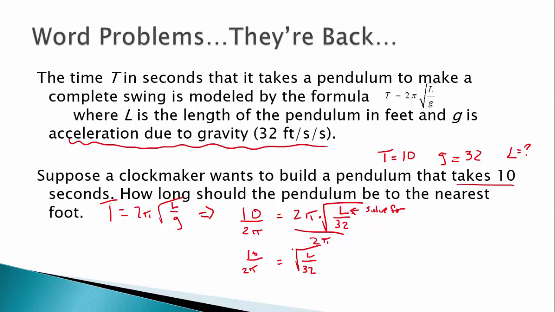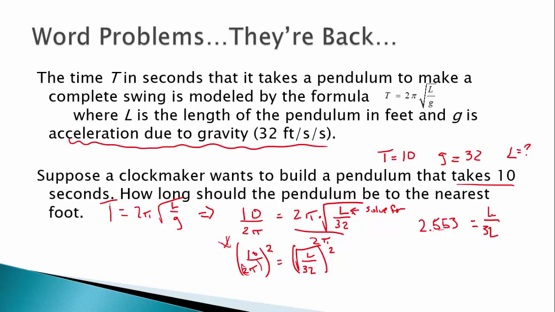Now, this is the point where I'm going to go to my calculator, because I have to square both sides of this equation to get to that L over 32. And on my calculator, when I did 10 over 2 pi quantity squared, I get 2.553 equals L over 32. Make sure when you do this on your calculator, you put parentheses around the 2 pi, because otherwise, the order of operations, it's going to do 10 divided by 2 first, and that's not what we have here. The whole 2 pi is in the denominator of that fraction. And of course, put parentheses around the whole thing to square the whole thing.